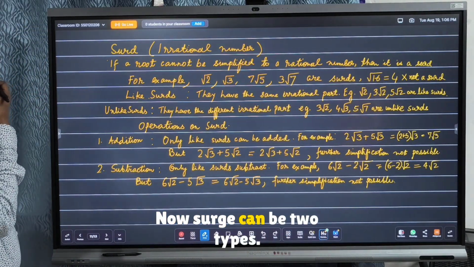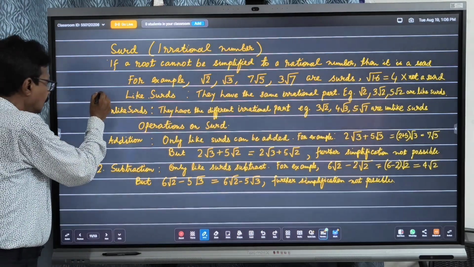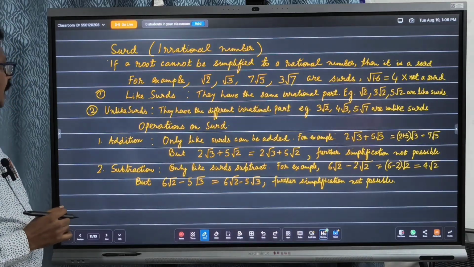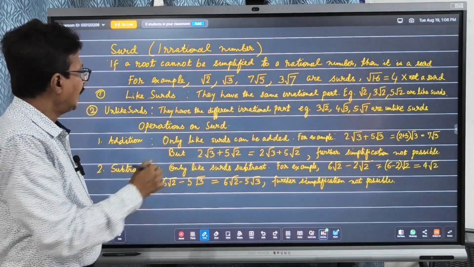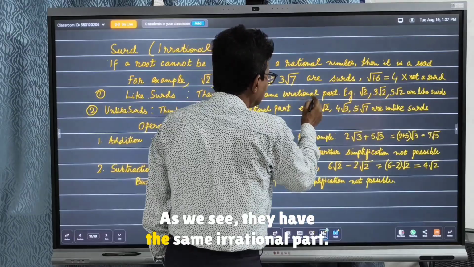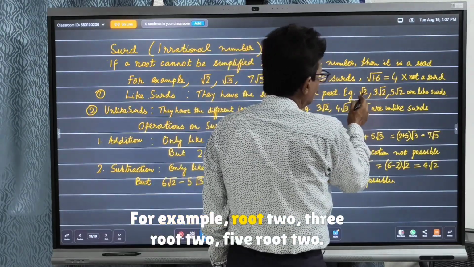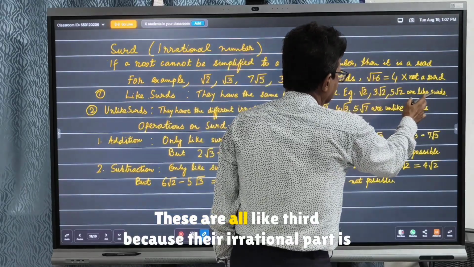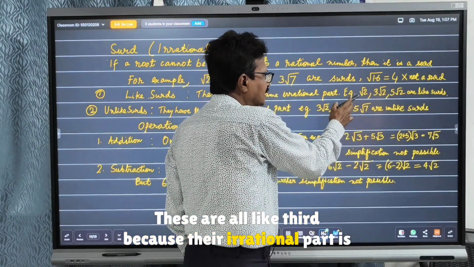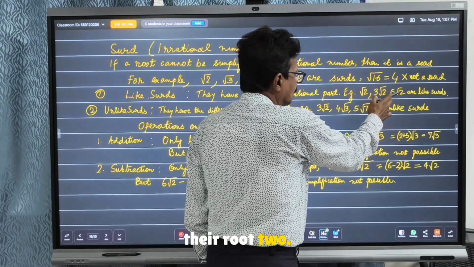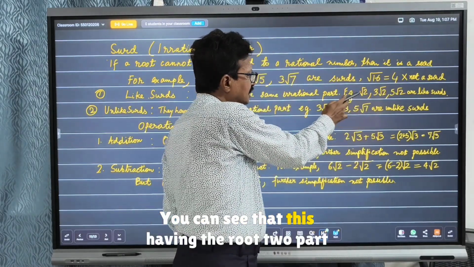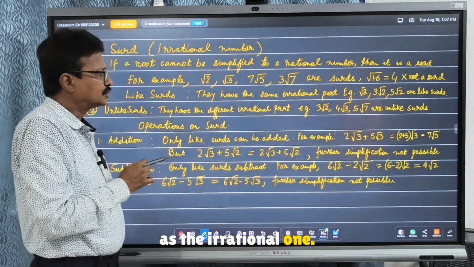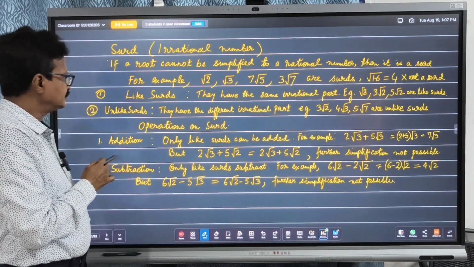Now surds can be of two types: one is like surd, another is unlike surd. Now what is like surd? As we see, they have the same irrational part. For example, root 2, 3 root 2, 5 root 2. These are all like surds because their irrational part is root 2. You can see that they have root 2 as the irrational part. So these are all like surds.